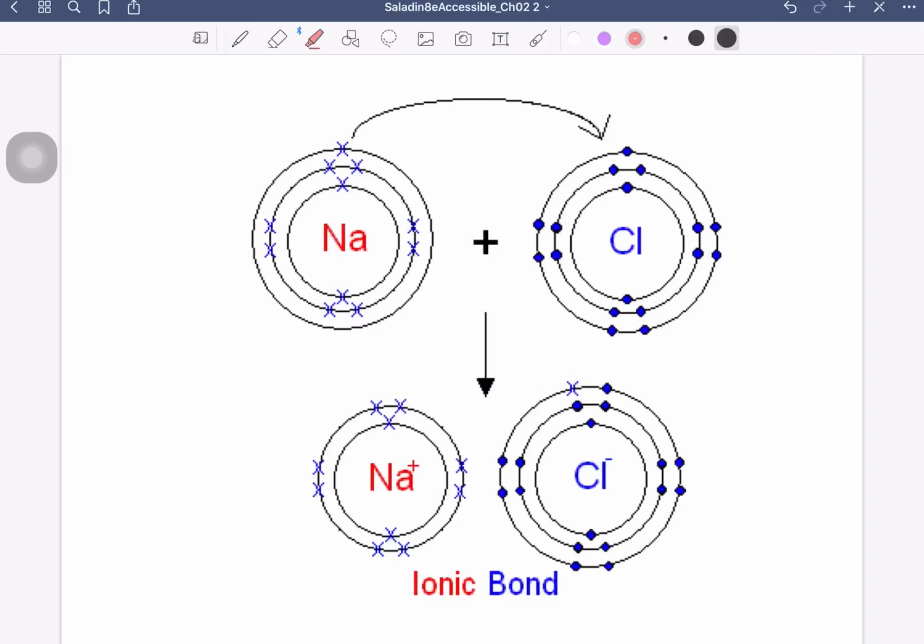And we can have a look here. Here's the sodium. There's its extra electron. It's given it to the chlorine. And then we have the chloride down here and the sodium, but the sodium has become positive, the chlorine has become negative, and the attraction between the positive and the negative becomes the ionic bond. And remember, this bond is fairly weak within water.